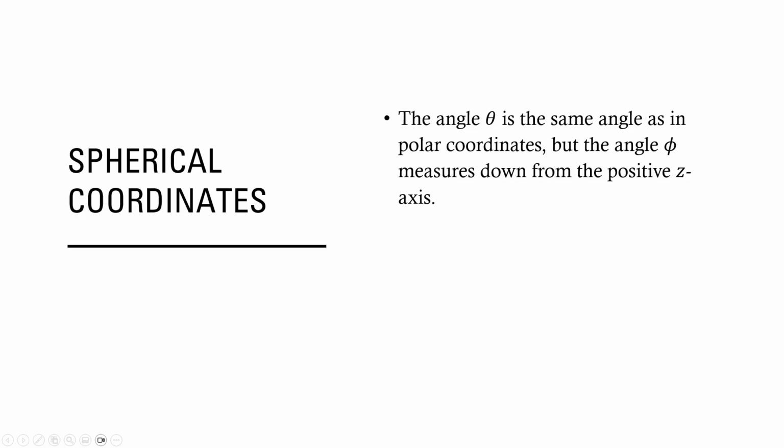Okay, so as we said, theta is the same angle as in polar coordinates, but phi is measuring down from the positive z-axis. And here, just like I said, rho is non-negative because it's measuring distance from the origin. Theta goes between 0 and 2 pi, and phi goes between 0 and pi.